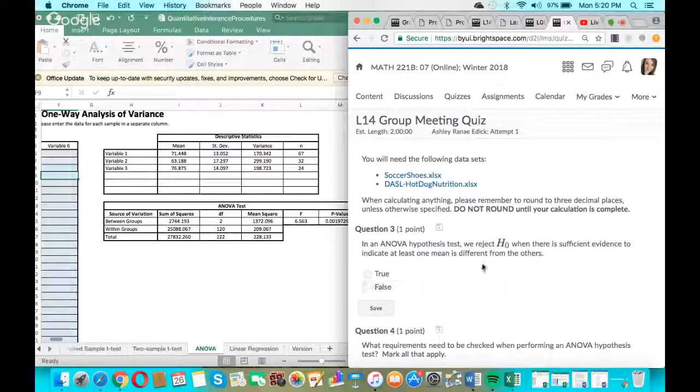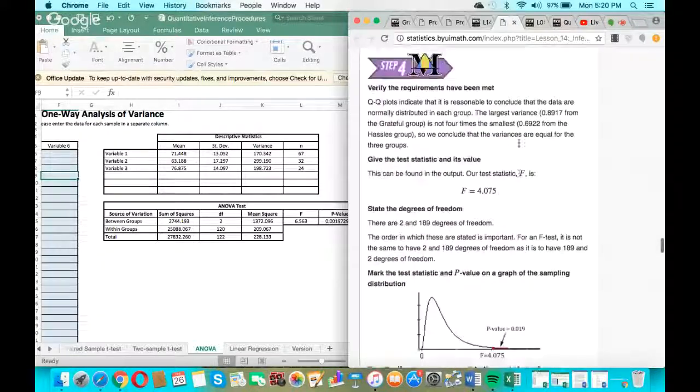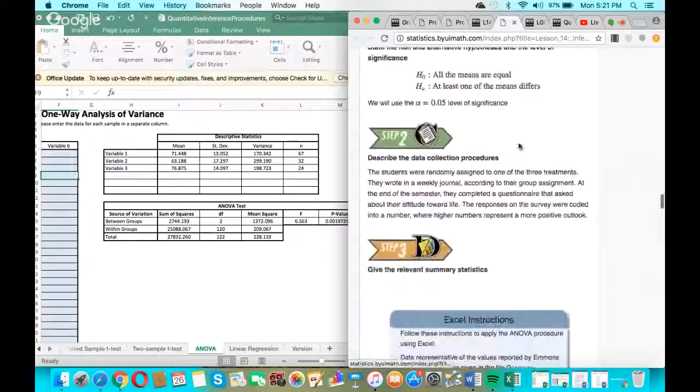Oh, that's funny. Okay. In an ANOVA hypothesis test, we reject the null hypothesis when there is sufficient evidence to indicate at least one mean is different. That's true, right? Yeah. Pretty sure. Come over here. I wrote really good notes. I should actually really just go get my notes out.